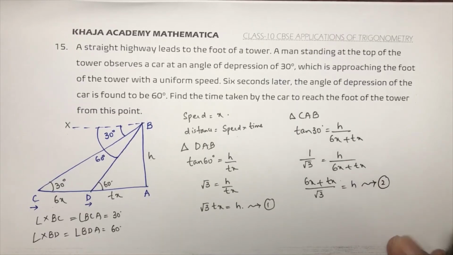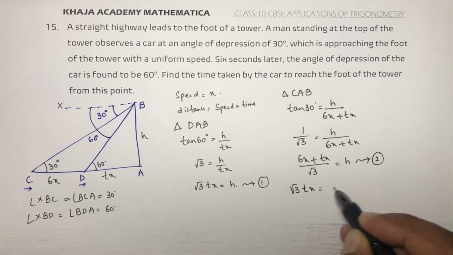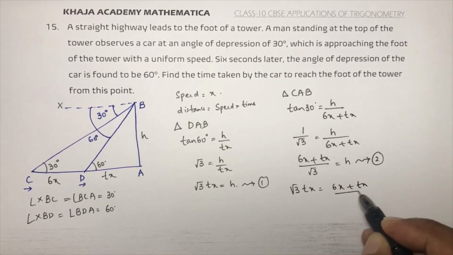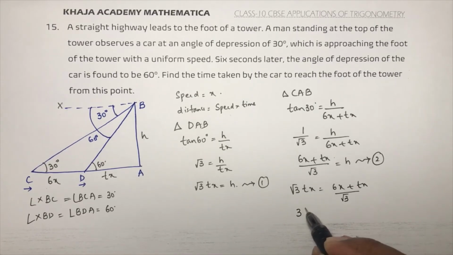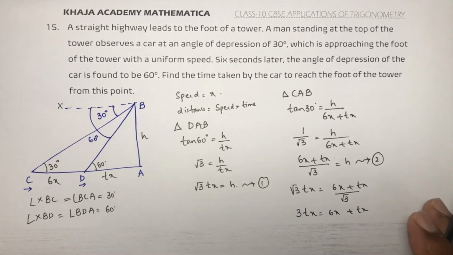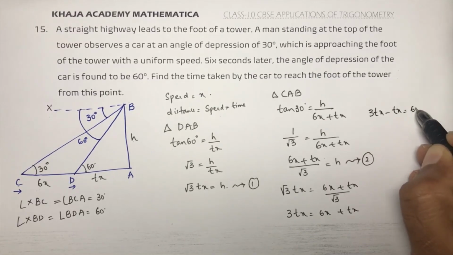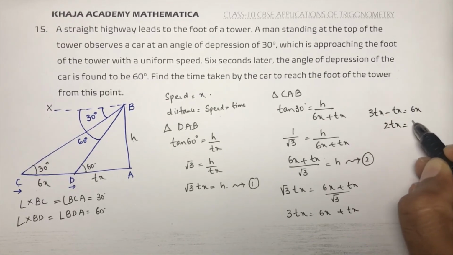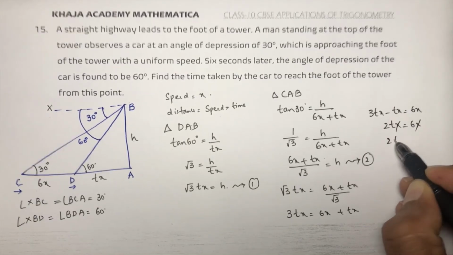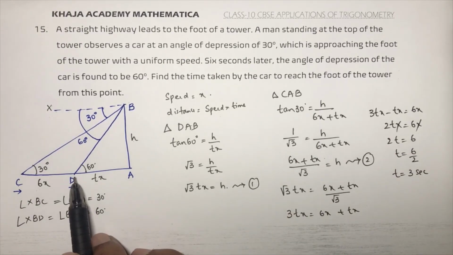This is equation 2. Now if I equate equations 1 and 2, root 3 tx equals (6x plus tx) by root 3. Root 3 into root 3 is 3, so 3tx equals 6x plus tx. If I transpose these values, 3tx minus tx equals 6x. So 2tx equals 6x. x and x cancel. So 2t equals 6. t equals 6 by 2, t equals 3 seconds. The time taken by the car to reach from D to A is 3 seconds.